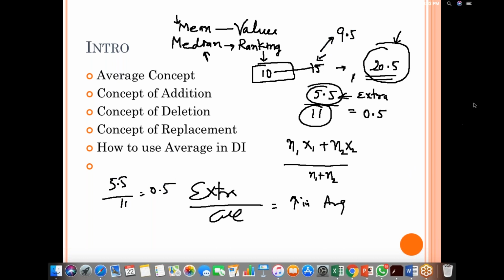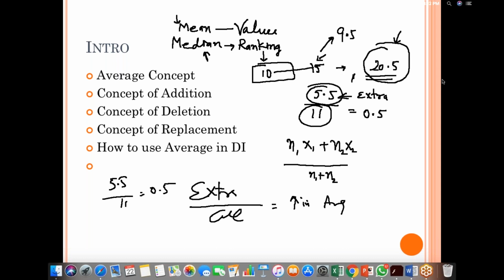Yes, somebody wants to ask something. Okay. Can you explain again, Rachit? Rachit, still I need to explain again, or you are clear with it? Rachit, could you reply? Okay, Rachit, it is clear now. Okay, so this is the concept of addition.